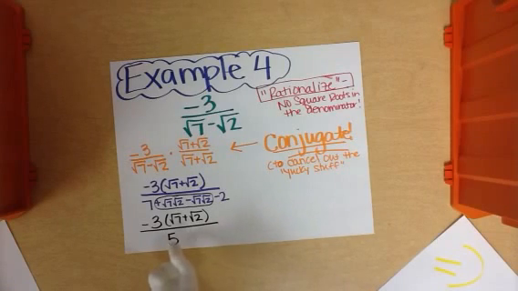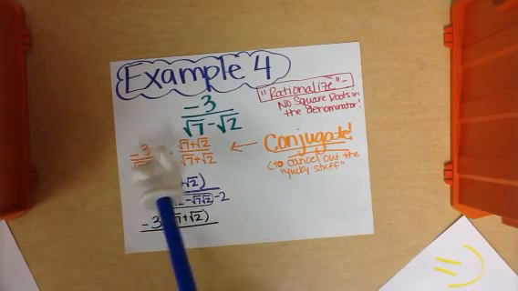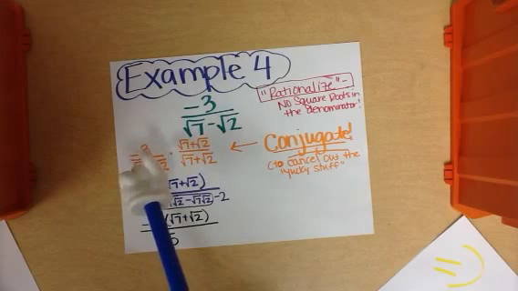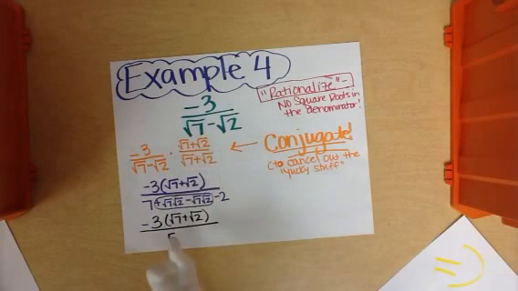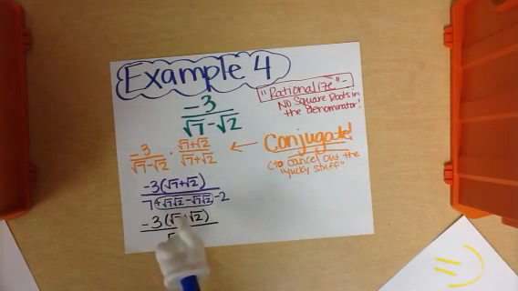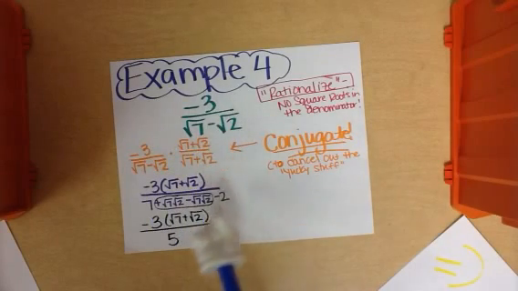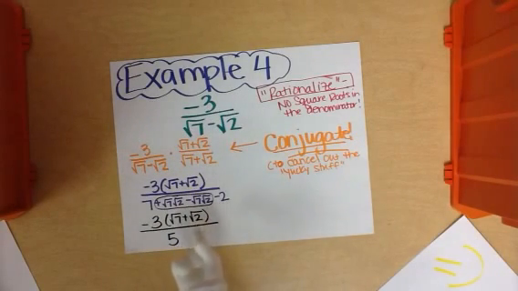The top part is a little bit easier because you are taking a monomial times a binomial. So take negative 3 times the square root of 7, which is negative 3 times the square root of 7, and then negative 3 times the square root of 2, or you could just leave it like this.